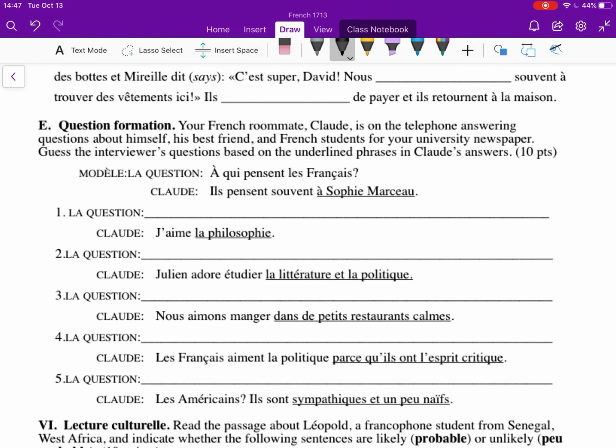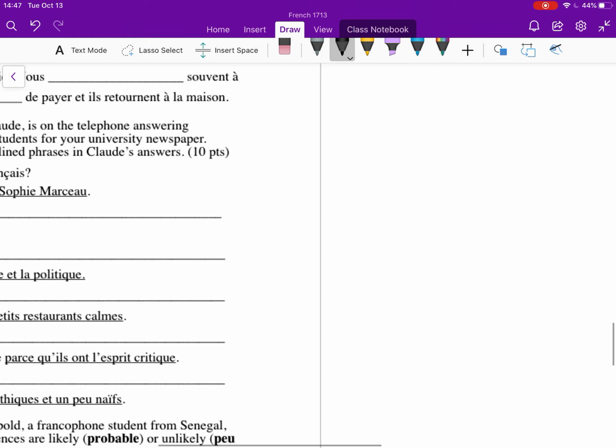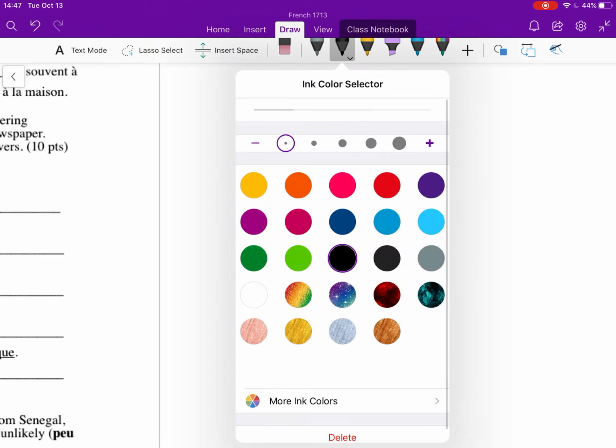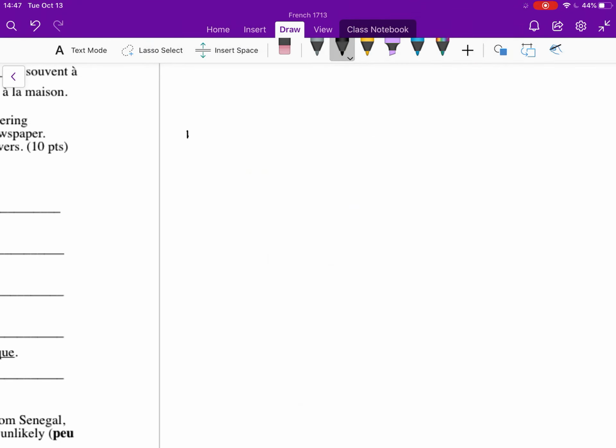Question formation. Your roommate Claude is on the telephone answering questions about himself, his best friend, and French students for your university newspaper. Guess the interviewer's questions based on the underlined phrases in Claude's answers. Doing questions follows a certain number of procedures. The first one, because you're going from response to question, is to choose your question word based on the underlined thing. Your question words would be qui, que, où, quand, combien de, etc.